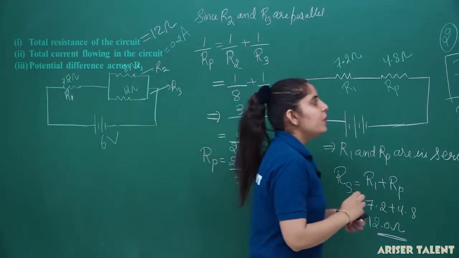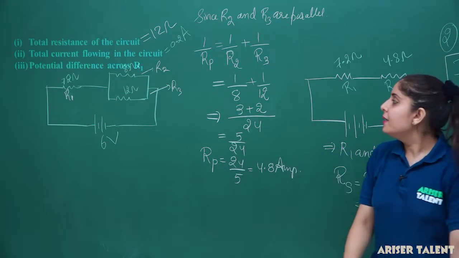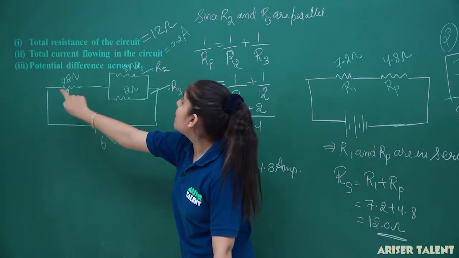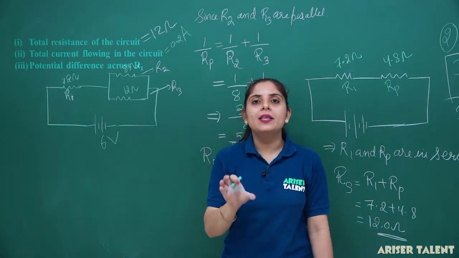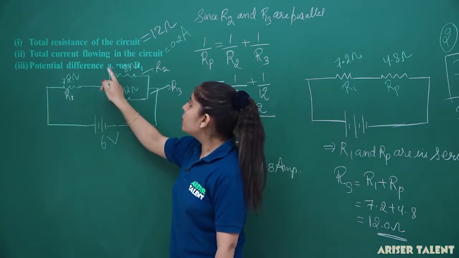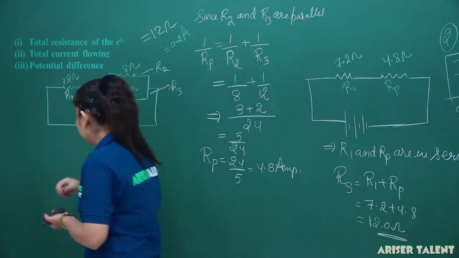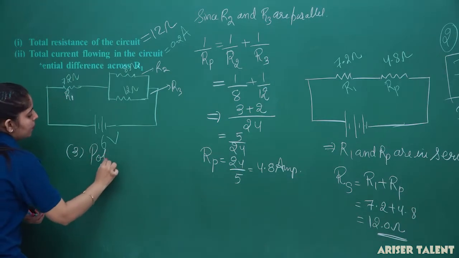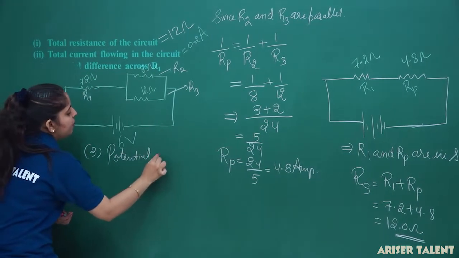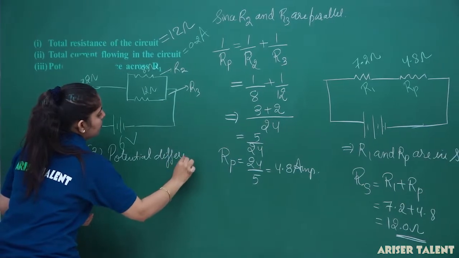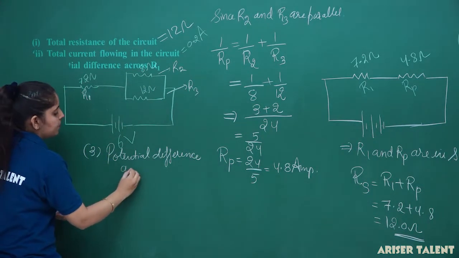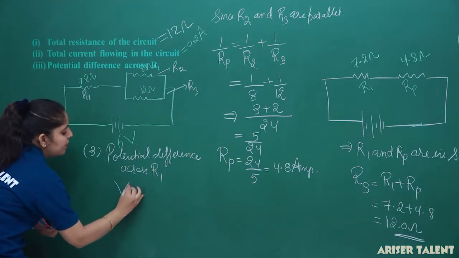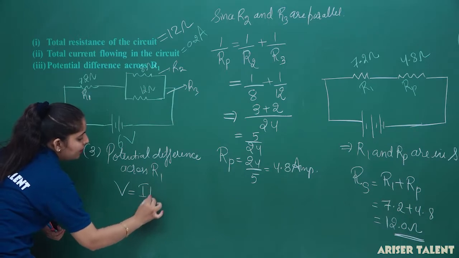Now, what is the third part of the question saying? Third part, you have to calculate the potential difference across R1. You have to find the potential drop only for the individual resistor. So, third part is the potential difference across R1. So, the potential difference will be V equal to I R1.